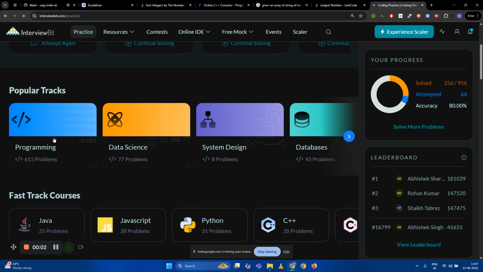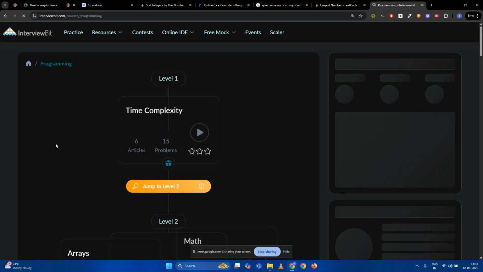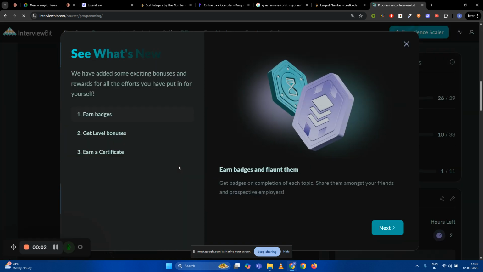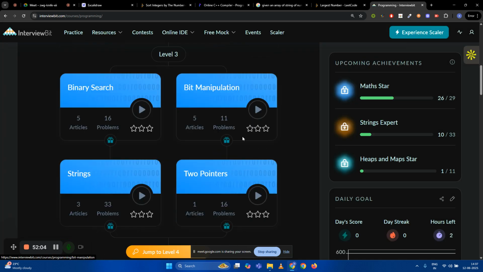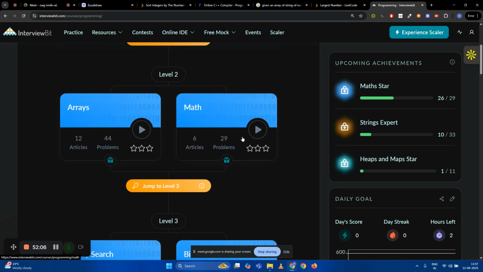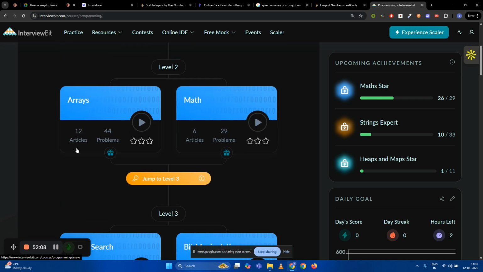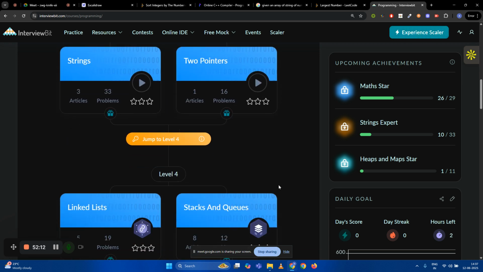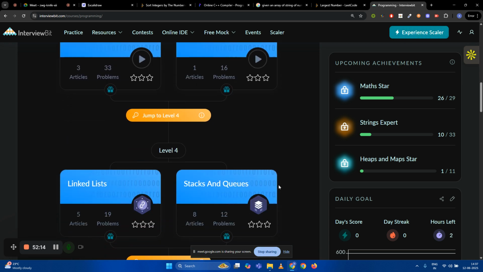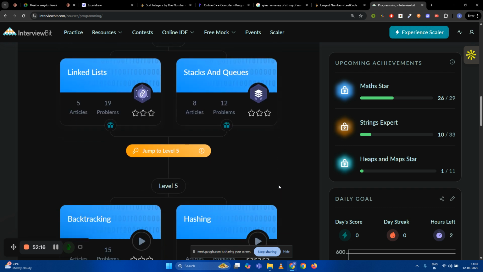So you go to InterviewBit, go to the programming section, and only do these problems. That's it. It has only a limited number of problems. For arrays, you have 44. For maths, you have 29. Binary has 16. So these have limited problems, and all the problems are topic-wise, and all the problems are independent, or they're not being repeated with a different story or different name.